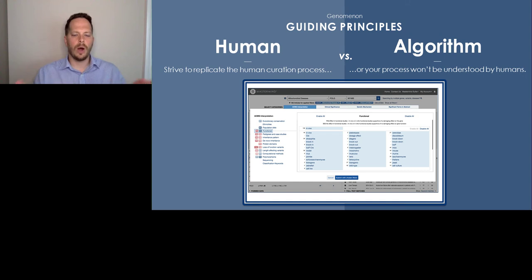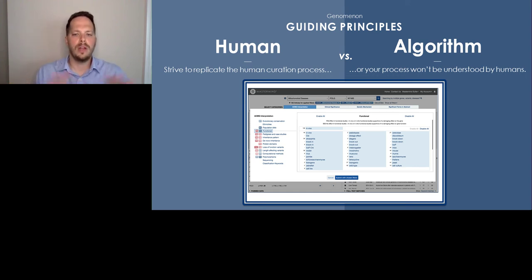And then again, I want to emphasize here that we have taken the approach of striving to replicate the human curation process, as opposed to taking a black box approach and devising algorithms that don't recapitulate what the human already does, and that therefore would be very hard for a human to interpret the validity of.